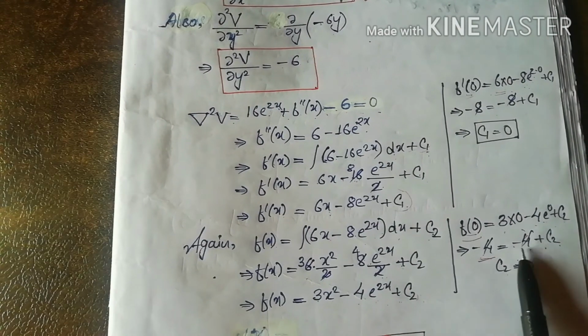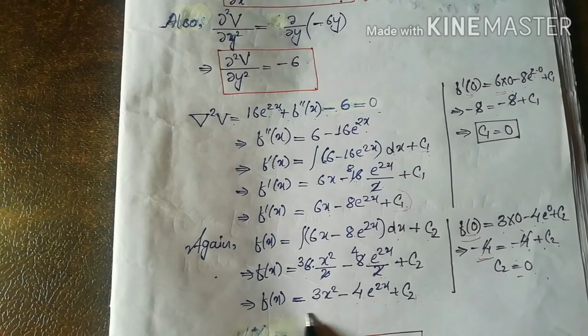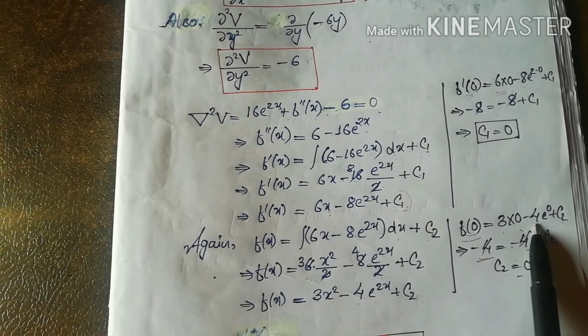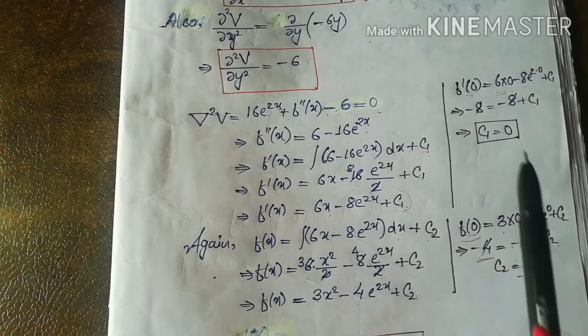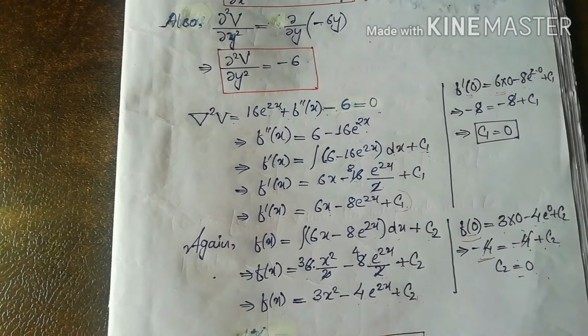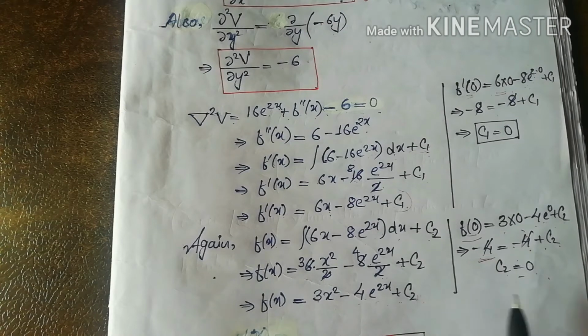Similarly, if we substitute x to be 0 in the f x equation, then we will get f of 0 is equal to 3 into 0 minus 4 e to the power 0 plus c2. f of 0 was minus 4, as f prime 0 was minus 8, as we have calculated from the x component, to be 0, and the potential at the origin is equal to 0. So here also c2 is equal to 0, so the constants are equal to 0.